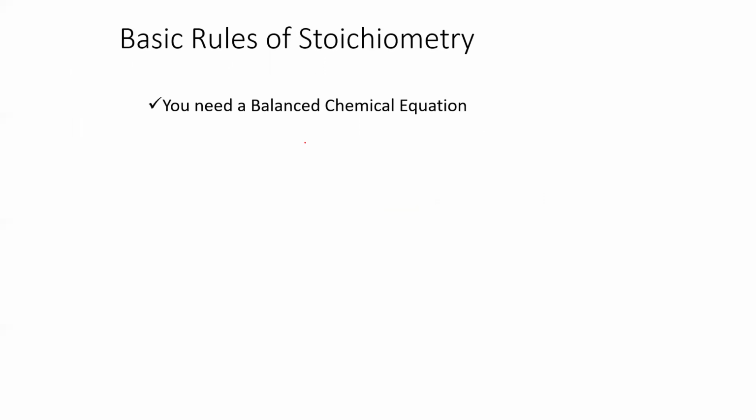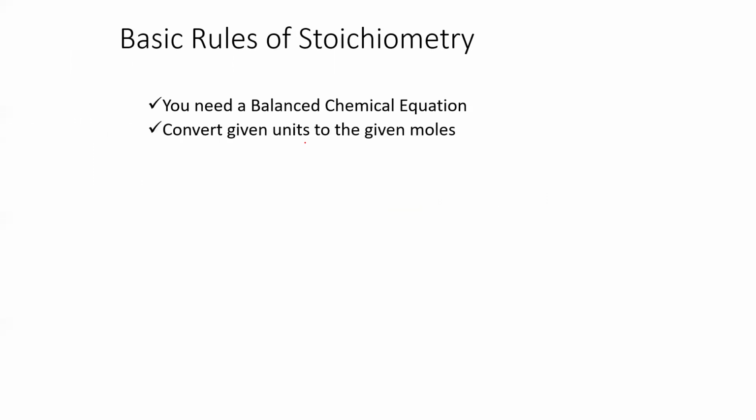I say it doesn't matter if you're doing gravimetric stoich, solution stoich, or gas stoichiometry, there are basic rules that you apply to all of them. And the first rule is, you've got to have a balanced chemical equation. If you don't have a balanced chemical equation, you don't have the right mole ratio.